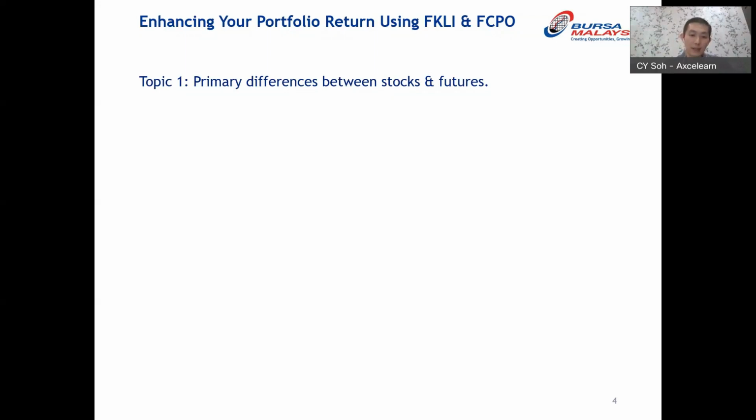The second topic that I am going to share with you is the primary differences between FKLI and FCPO. This is very important for you to understand because many retail traders get confused with these products. You might be thinking that both are called futures products. Yes, of course, they are futures products. But do you know that both are actually very, very different in nature? Because different products have different price movement behavior, so you need to understand how to customize trading strategies that actually suit them.